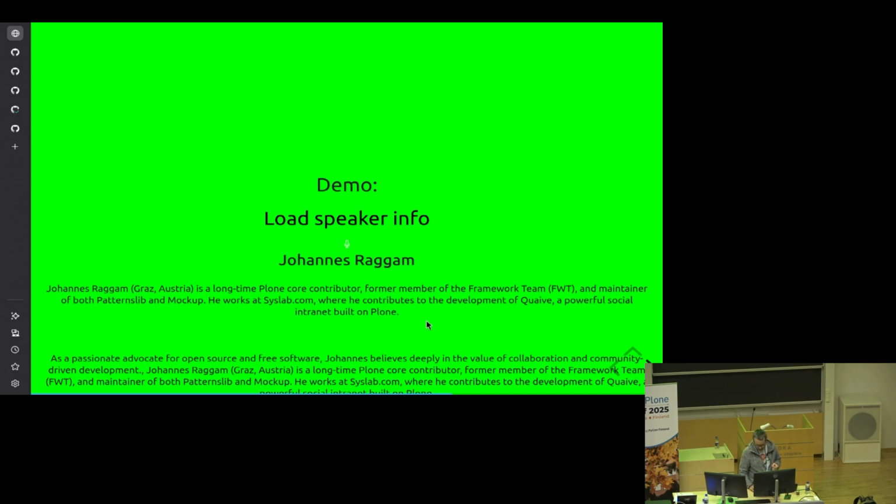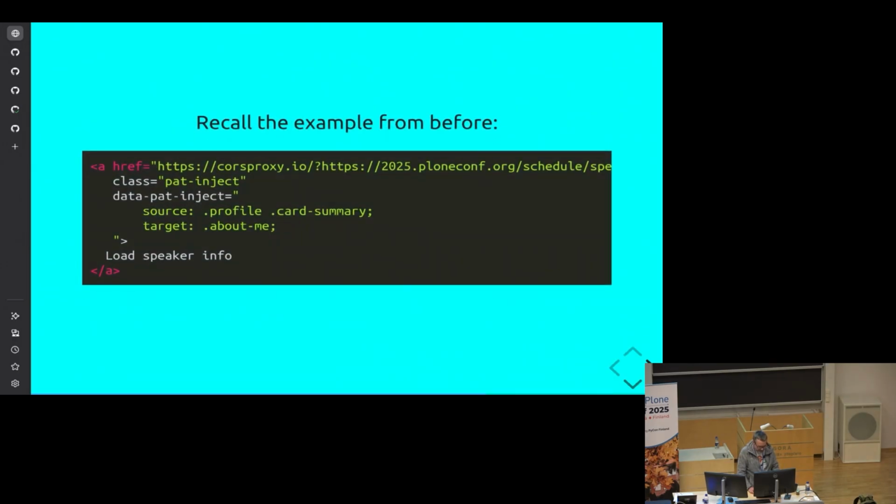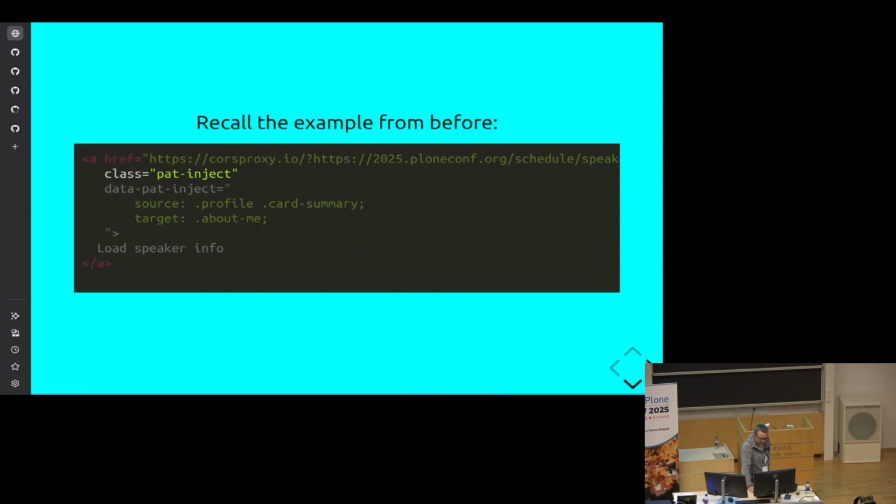Yes, let's go on. For this specific idea, which I experimented with, this Ajaxification idea, I had to do some hacks, and I will show you what I did. If you recall this example from before, this trigger here, the pat-inject, is in the standard inject pattern a bit limited, at least for Plone. You can only use it on forms with pat-inject, on subforms, and on anchors.